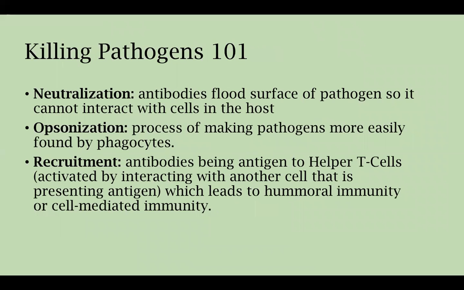So one last point I would like to cover is how antibodies kill the pathogens, and there are multiple ways in which they do this. The first is neutralization, in which antibodies flood the surface of the pathogen so it cannot interact with cells in the host. Another killing method is opsonization, which makes pathogens more easily found by phagocytes. Lastly, we have recruitment, in which antibodies bring antigen to helper T cells that mediate additional pathogen-killing pathways.